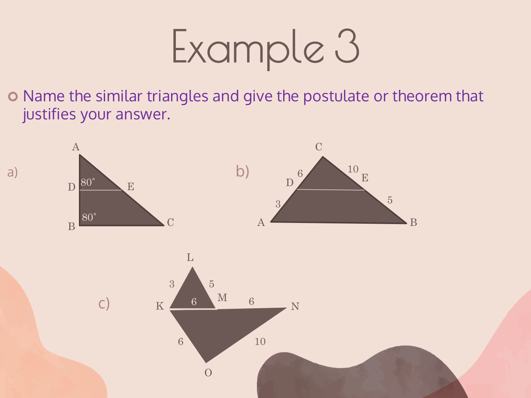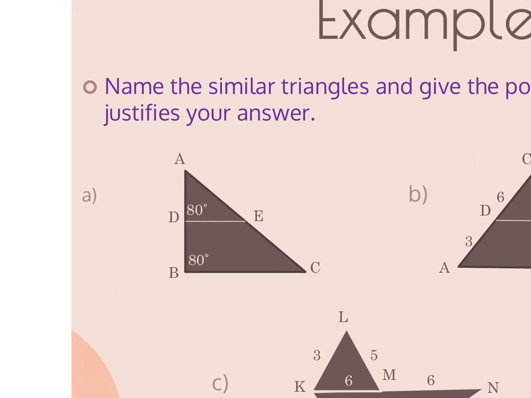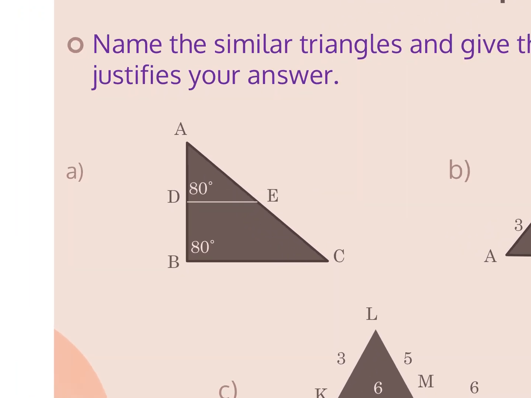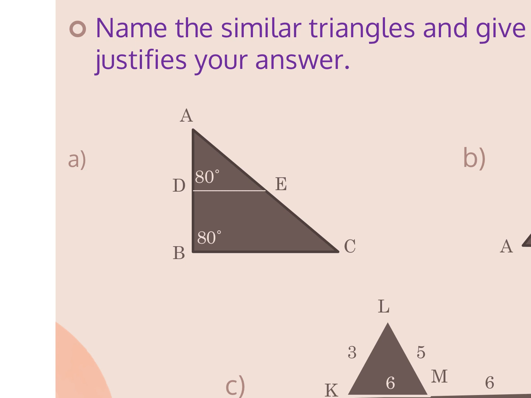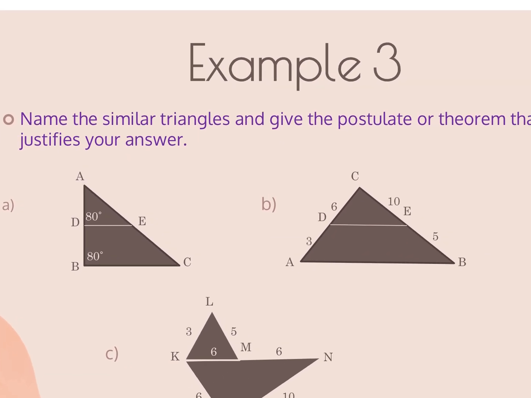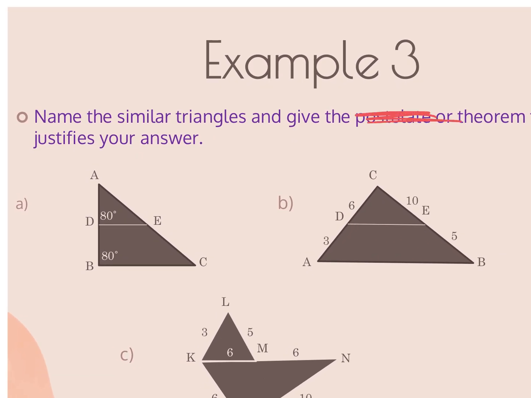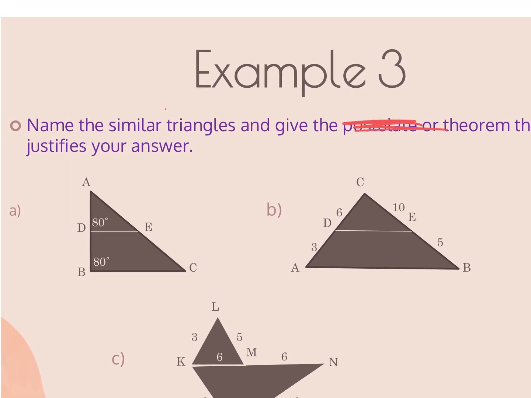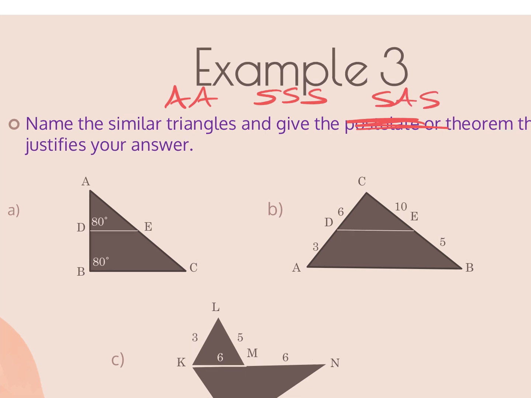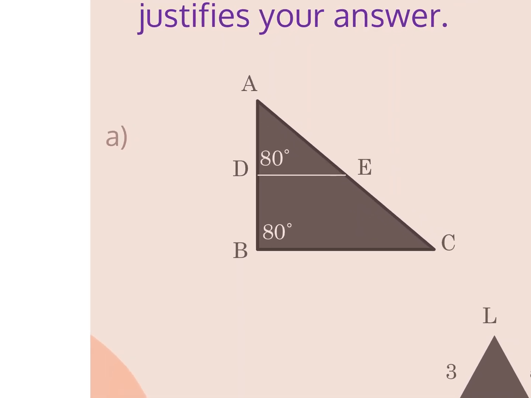Example 3, let me zoom in here to A. So again, they want us to name the similar triangles and then give, again, it's not going to be a postulate, it'll be a theorem. So it's either going to be angle, angle, side, side, side, or side angle side, or they're not going to be similar. So let's go ahead and look at example A here, 3A.